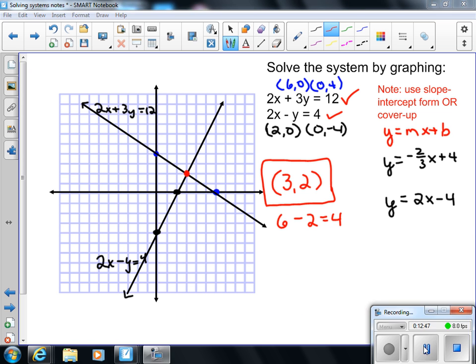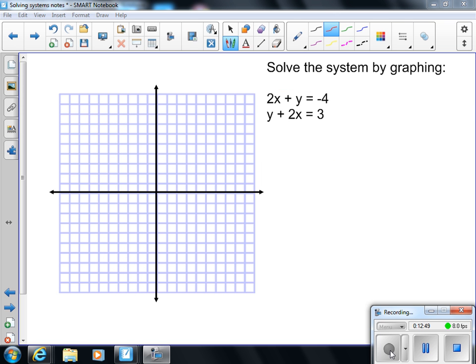Questions? Okay, let me have you try this one on your own, and then we'll check it. Your two equations are 2x plus y equals -4, and then you have y plus 2x equals 3.